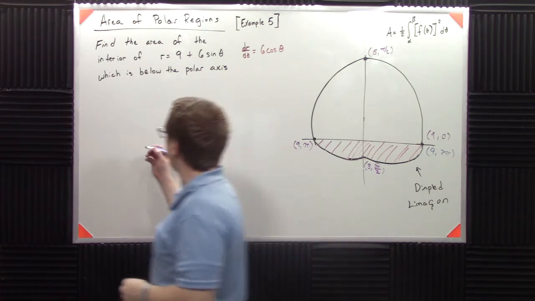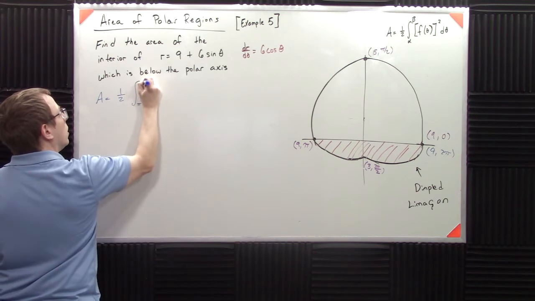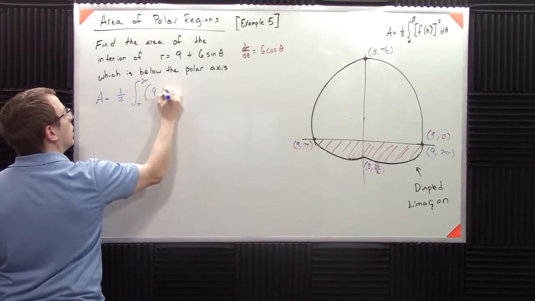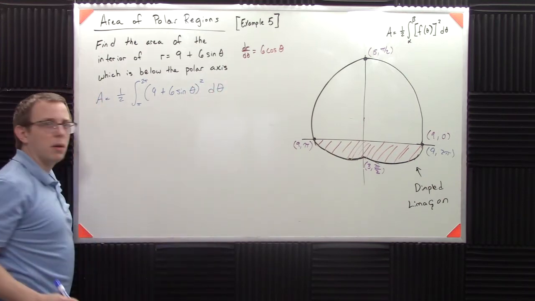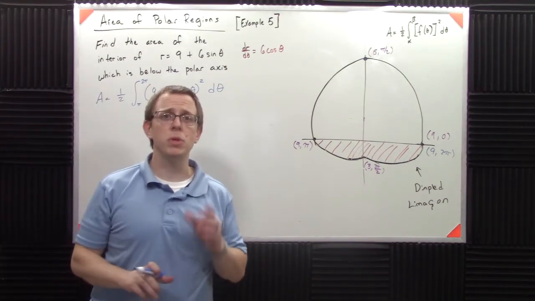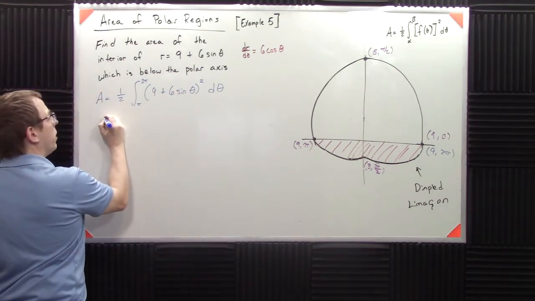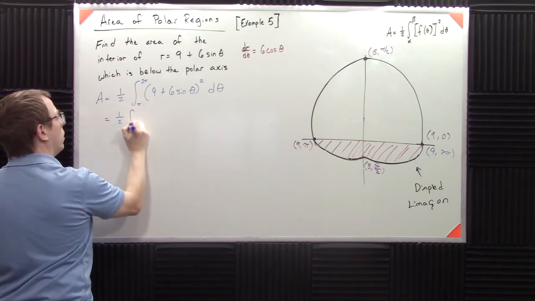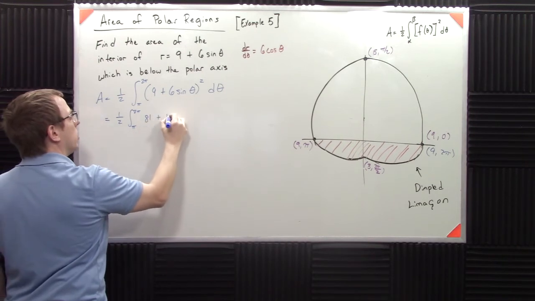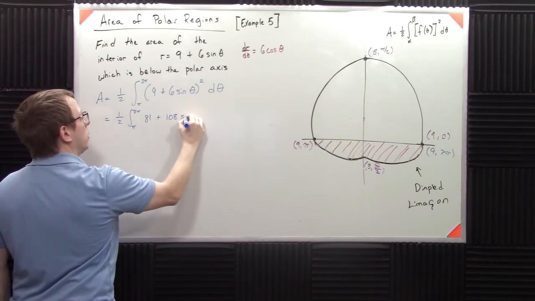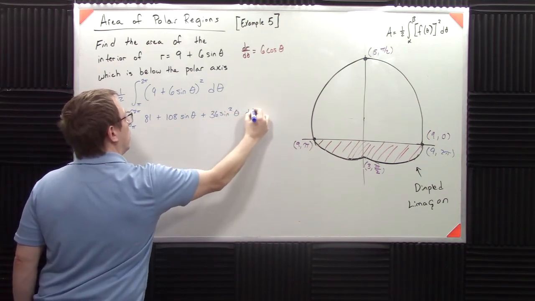So I'm going to say, okay, nine plus 6 sine theta squared d theta. Now this one's going to be a more difficult integral than what we did before, but it's not too bad. So you end up with 1/2 from pi to 2 pi of 81 plus 108 sine theta plus 36 sine squared theta d theta.